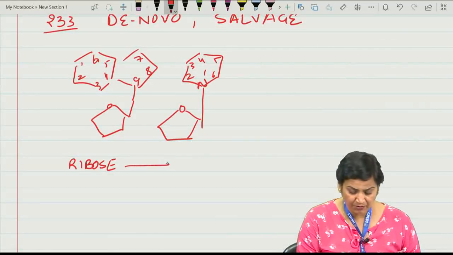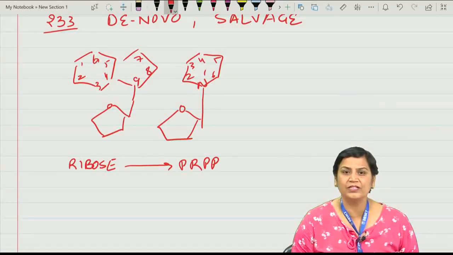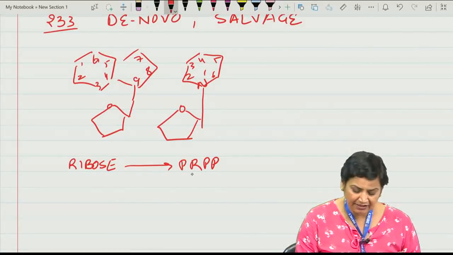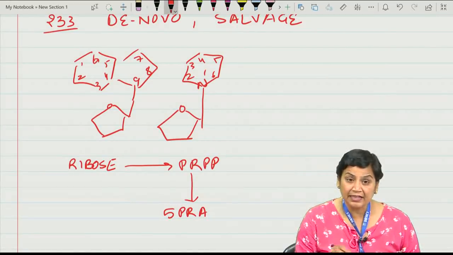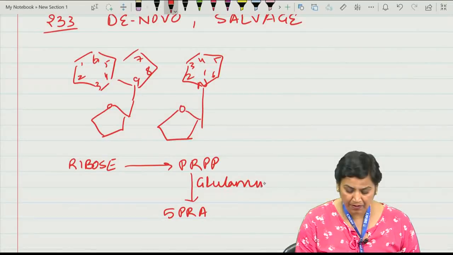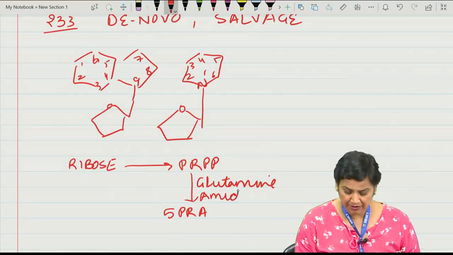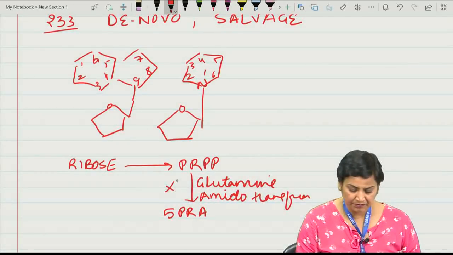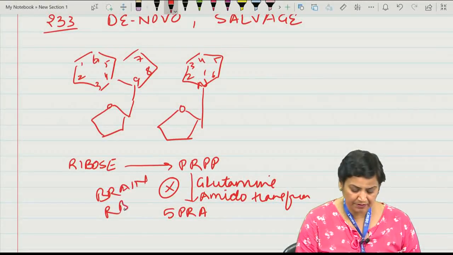This ribose sugar forms phosphoribosyl pyrophosphate in the presence of enzyme PRPP synthetase, and this PRPP then forms 5-phosphoribosyl amine in the presence of enzyme glutamine amidotransferase, which is actually absent in the brain and RBCs.